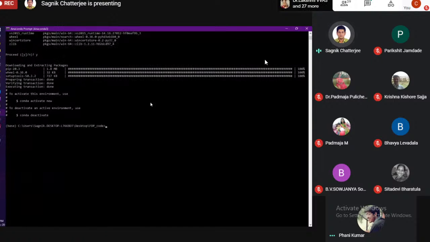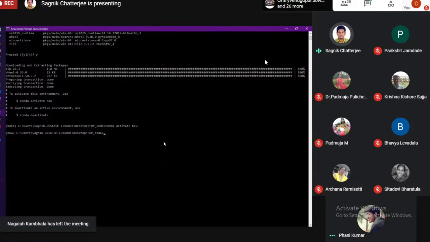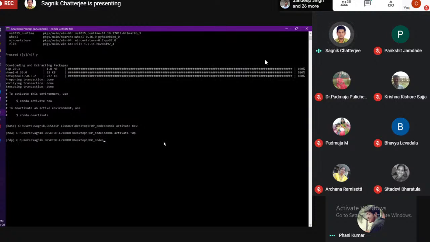We see that we have installed this. So conda activate new, and we are in. This first bracket shows us that we are now inside the new environment. Okay, we won't be using this new environment, as I have already installed everything. Here you can install PyTorch and Qiskit and everything, but Qiskit will take a lot of time. So I will go into the environment that I prepared before, the FDP environment. So conda activate FDP.